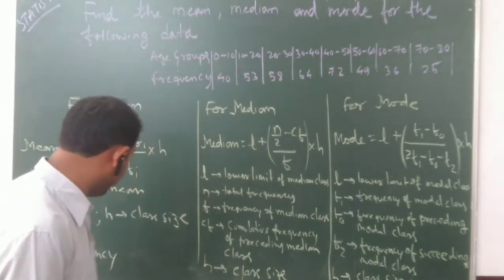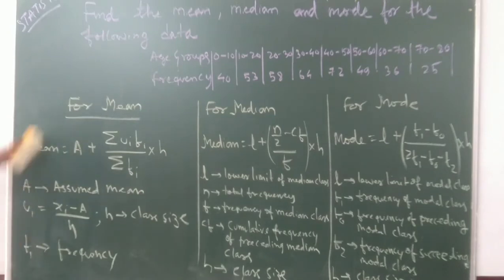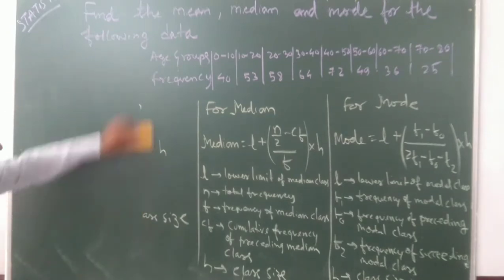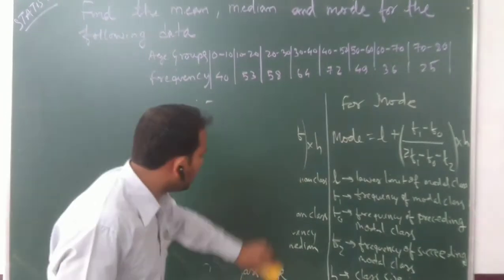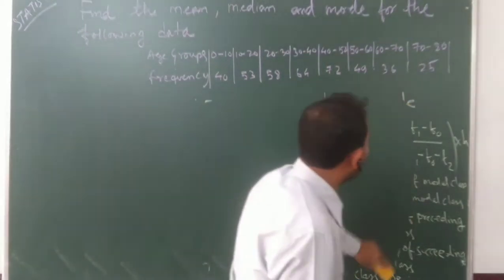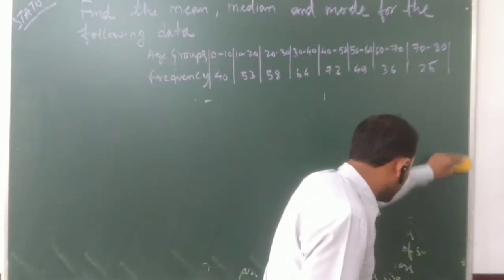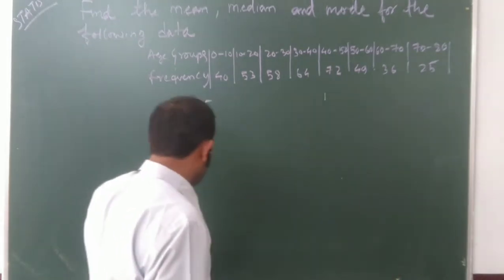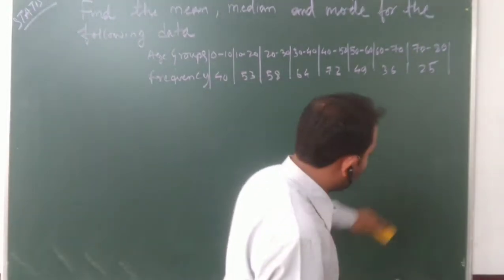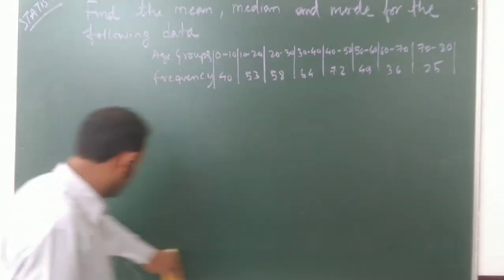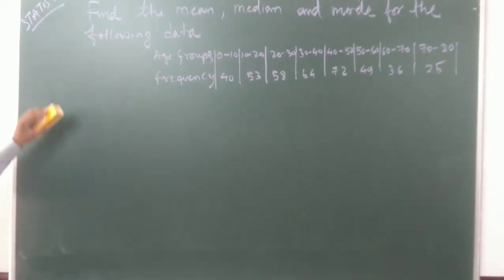Okay, let's go one by one. Whenever you are asked to find the mean, median, and mode for grouped data, we make one compact tabular presentation. No need to make separate tables. In a single table you can arrange it, so nicely we'll try our best to make it in a tabular presentation.